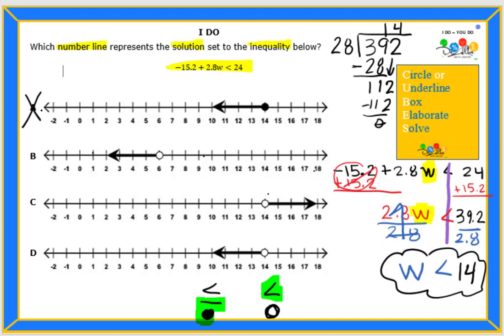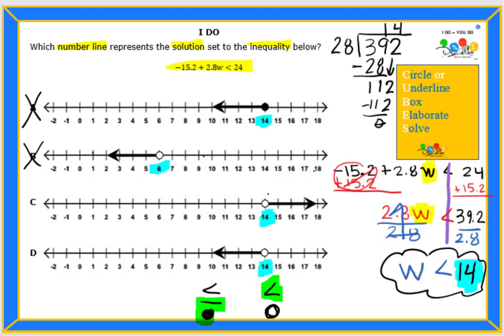Okay, so we have an open circle. Now let's look at where we're starting. Where is our starting number? 14. W has to be less than 14. So this is starting at 14, but we already eliminated it because it was a closed circle. This one is starting at 6. That is not correct. We can eliminate that one as well. This one is starting at 14. And this one is starting at 14. So now let's look at what's the difference between these. One is going to the right and one is going to the left.